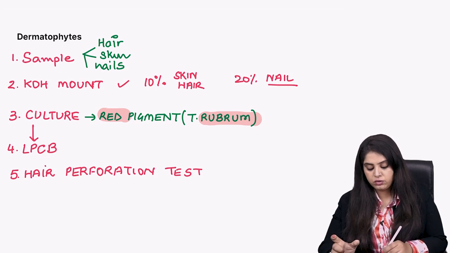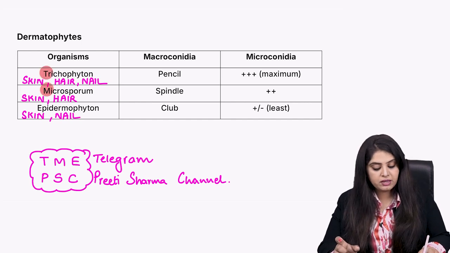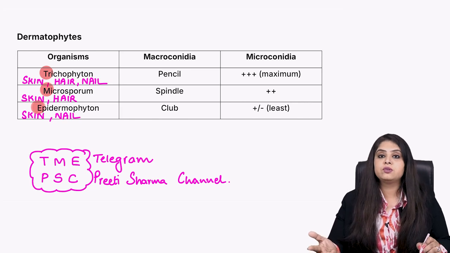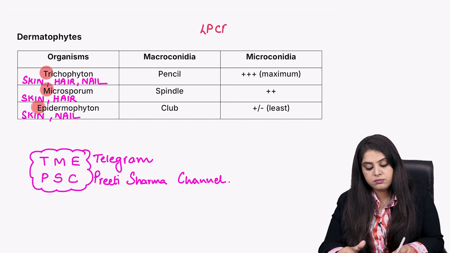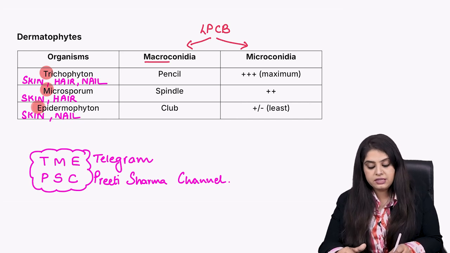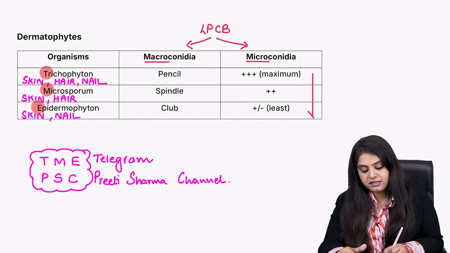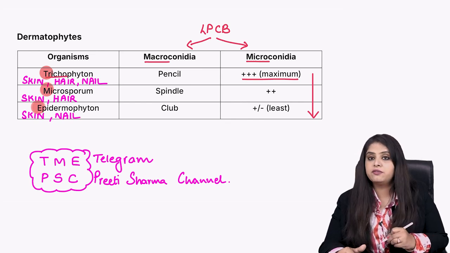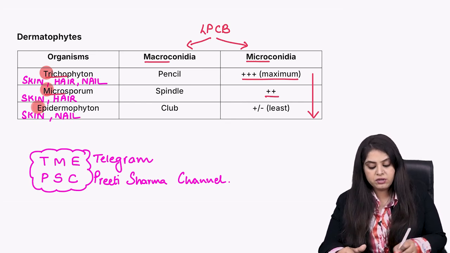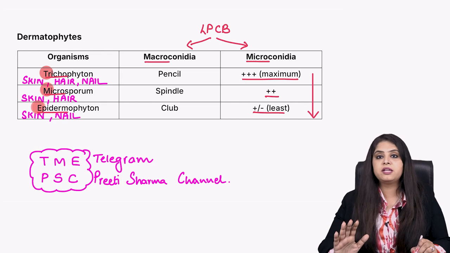So before I go on to the pictures, I want to remind you, what are the three organisms? The Telegram mnemonic, ma'am, TME: Trichophyton, Microsporum, Epidermophyton. When you look at them under lactophenol cotton blue, you are going to see two things. Some big conidia called macroconidia, some smaller ones called microconidia. Microconidia are arranged in a descending order. That is, maximum microconidia with Trichophyton, a little less in Microsporum, and the least or almost absent in Epidermophyton. So max to minimum is microconidia.